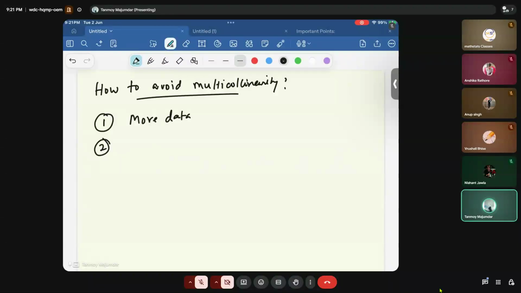The second point, which is important, is what I was saying just 2 minutes ago: drop the variable or variables which are collinear. We can remove the ones that are collinear.